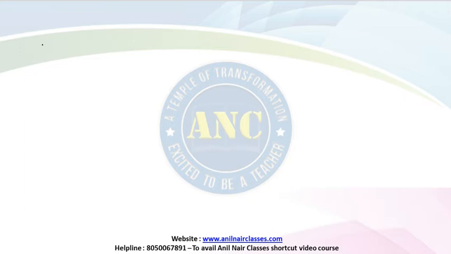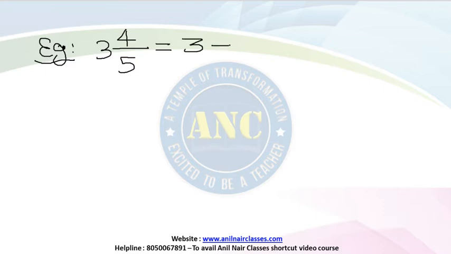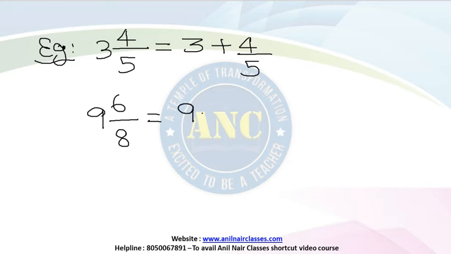Now see here, sir. I am sure you all know this. Let me take one or two examples. Suppose I have a mixed fraction, something called 3 4 by 5. 3 4 by 5 can be written as 3 plus 4 by 5. I am sure you learnt it in your school days. Suppose I have 9 6 by 8, for example. This can be written as 9 plus 6 by 8.